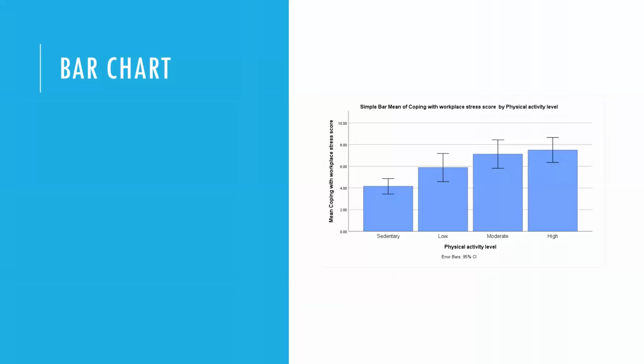A bar chart can be a good way to compare groups. So in this example, we're looking at workplace stress compared to levels of physical activity. And I have the 95% confidence interval, so you can actually eyeball this, kind of like the box plot, and see that there's a difference between sedentary and high, but definitely not between moderate and high.